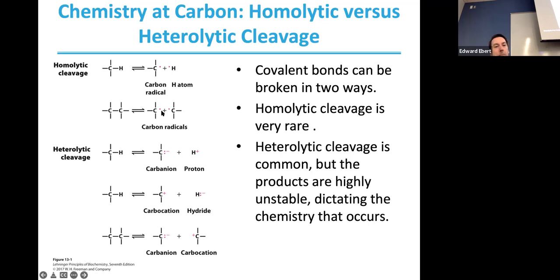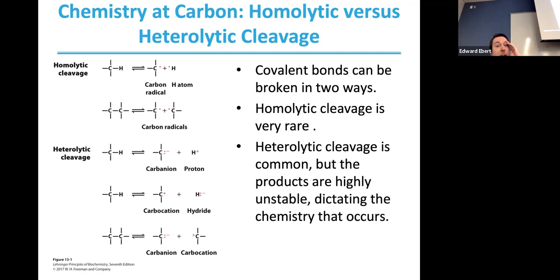All right. We should also define some terms. Homolytic cleavage, if we have a bond, we split it evenly. You get an electron, you get an electron. This is very rare. Normally, we don't want to split electron pairs like that because we end up making radicals, and radicals are highly reactive, so they can cause damage.